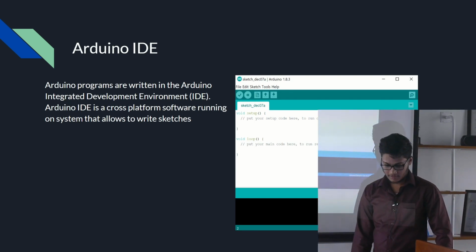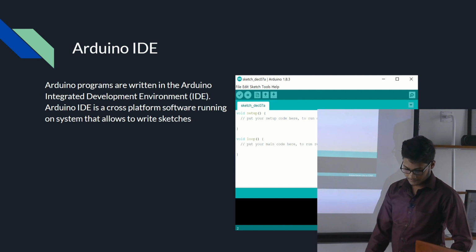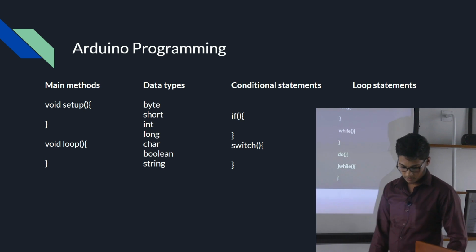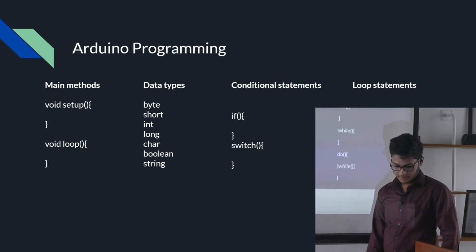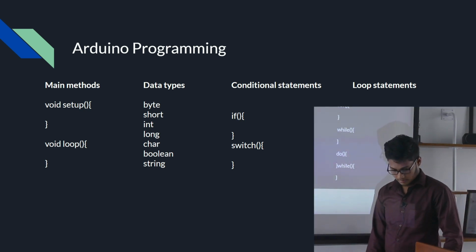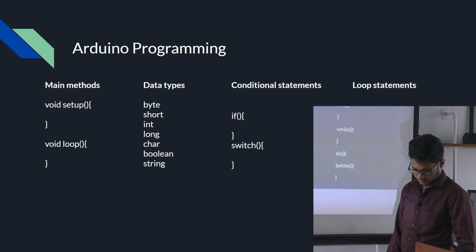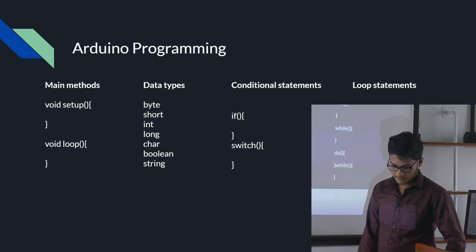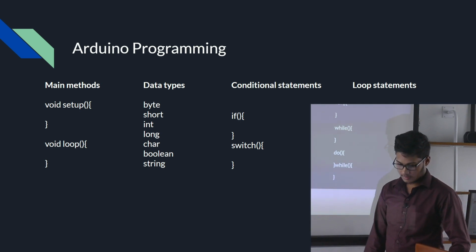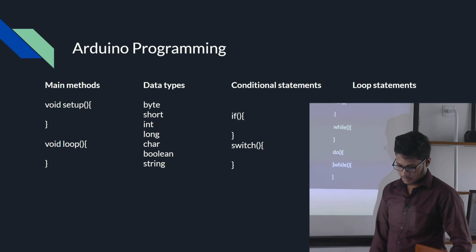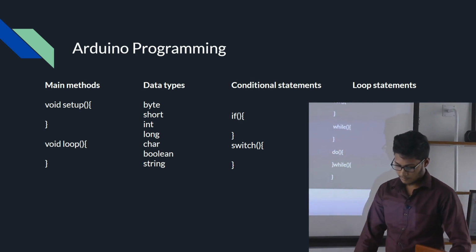This is Arduino IDE. It is cross-platform software. In the Arduino programming, we have two main methods. First one is setup, and second one is loop. All initialization part we write in setup function, and rest of code we write in loop function. These are the data types Arduino programming uses. These are the conditional statements, and these are the loop statements: for loop, while loop, and do while loop.